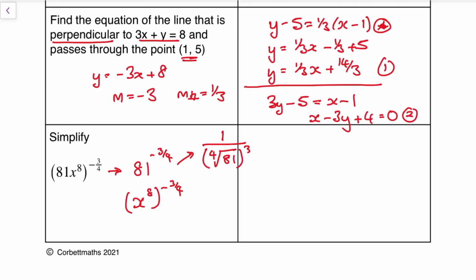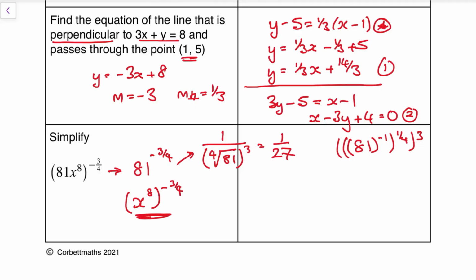So in other words, you could think about it like this, couldn't you? You could think about it as 81 to the minus 1, which is 1 over, then do the quarter, and then cube it, because 3 times a quarter times minus 1 is minus 3/4. If I try and resolve this, the 4th root of 81 is 3, and 3 cubed is 27, so that's going to be 1 over 27.